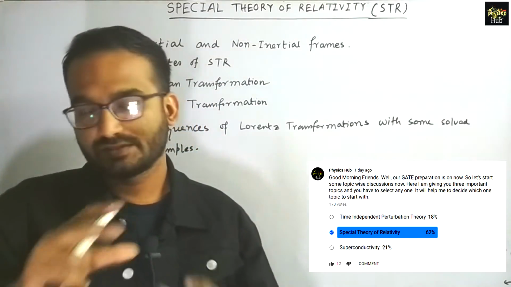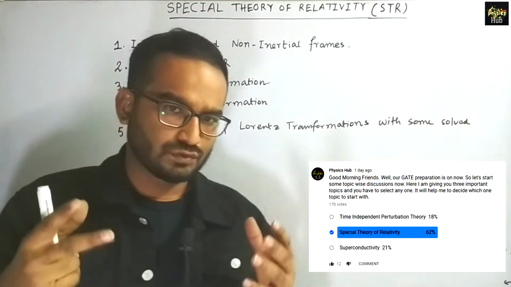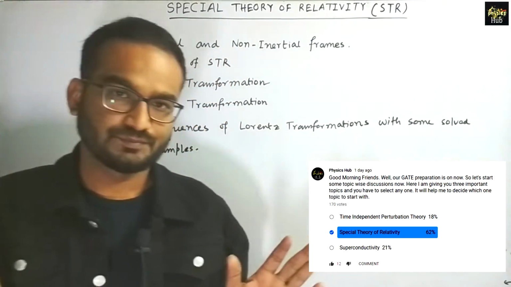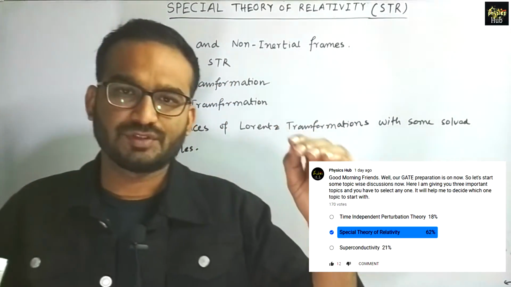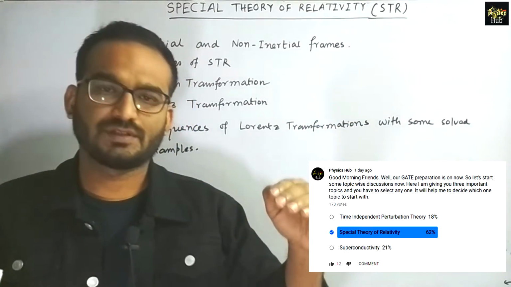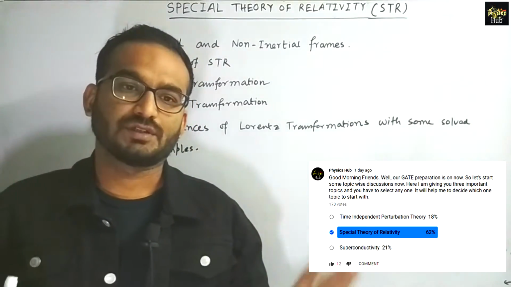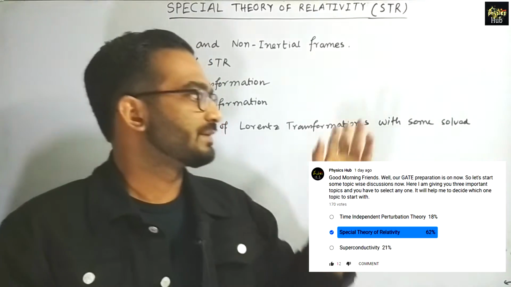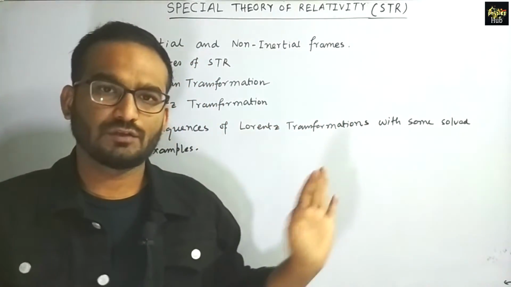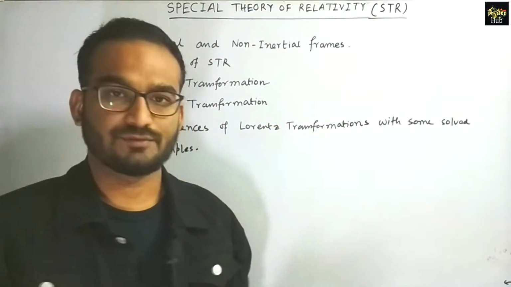Now as you know, I posted a poll in our community post and I gave 3 suggestions for which one we should start first. The first one was time independent perturbation theory, then special theory of relativity, and then superconductivity. Most of the people chose special theory of relativity. That's why we are starting with special theory of relativity.